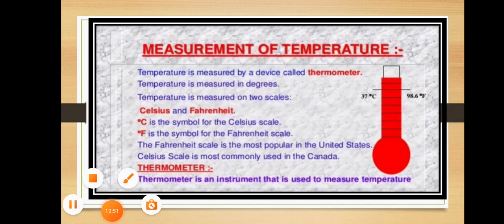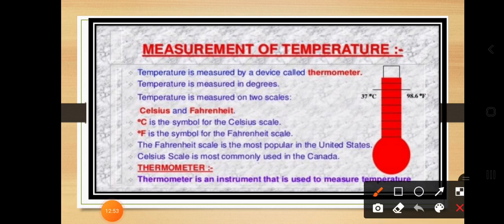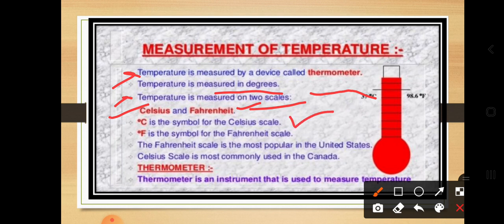So here we have one device to measure the temperature. We call it a thermometer. Thermometer is used for measuring the temperature. So temperature is measured by a device called a thermometer, and temperature is measured in degrees, on two scales. What are those? Degree Celsius and Fahrenheit. Degree C is the symbol for the Celsius scale, degree F is the symbol for the Fahrenheit scale.